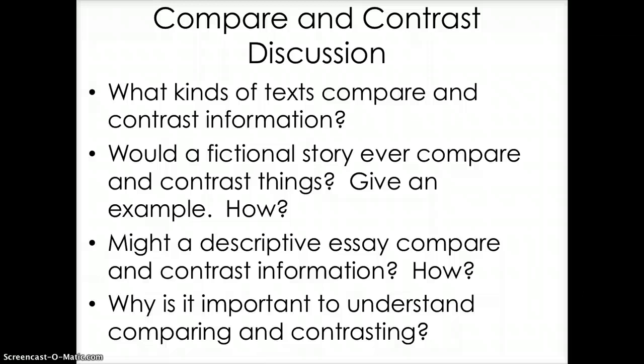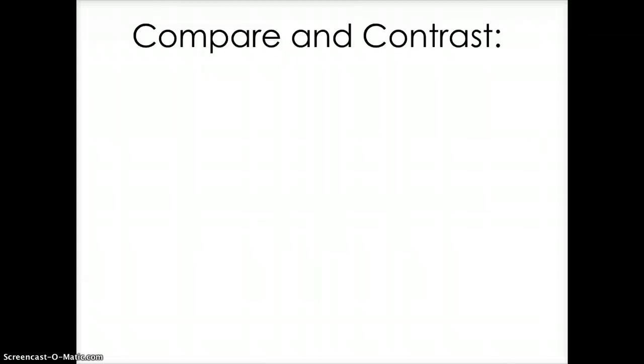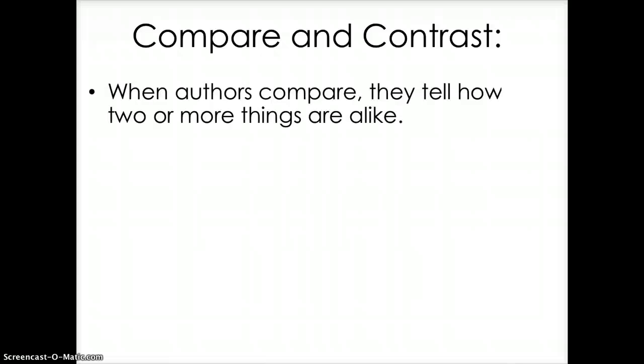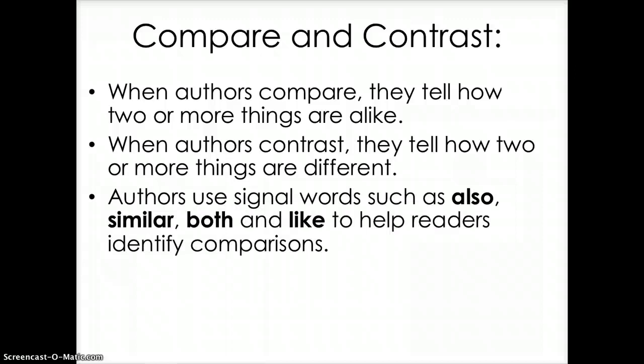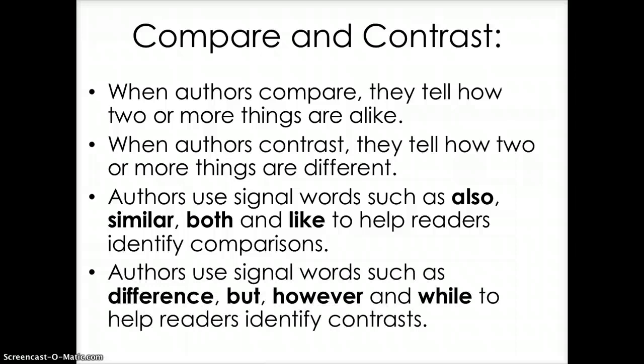But let's just look at compare and contrast again. When authors compare, they tell how two or more things are alike. When authors contrast, they tell how two or more things are different. Authors use signal words such as also, similar, both, and like to help readers identify comparisons. And then authors use signal words such as difference, but, however, and while to help readers identify contrasts.